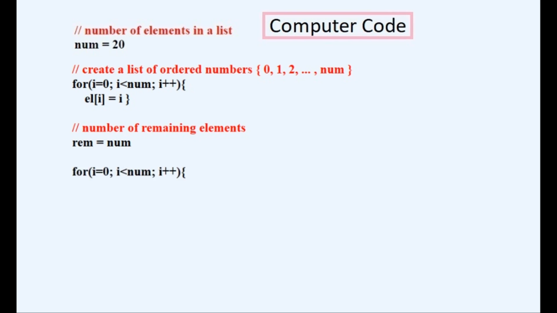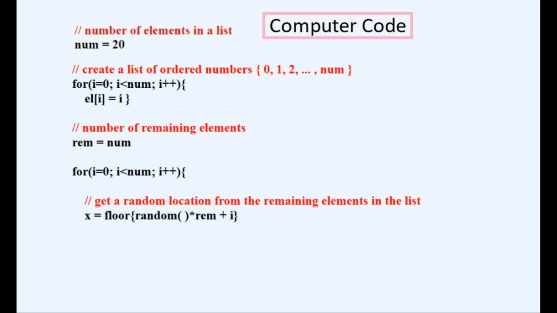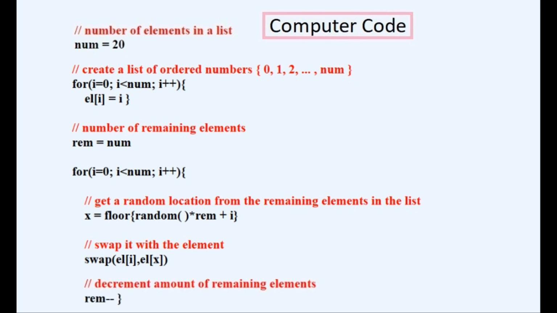And now to write a loop to make I span the entire list. Now to get the index variable X, which will be made equal to a random integer in the range of the blue ellipse that we saw earlier. This formula gives us this random number. Now we have to swap the element at location I with the element at location X. Then we have to decrement the range of remaining elements and then close the loop.